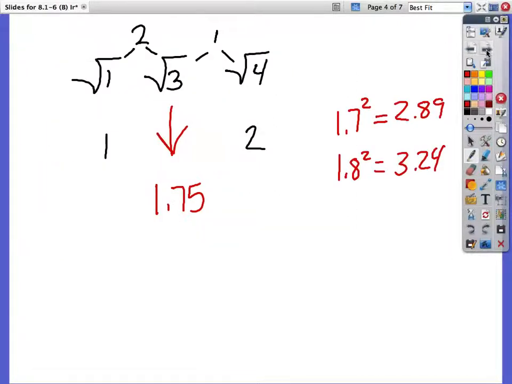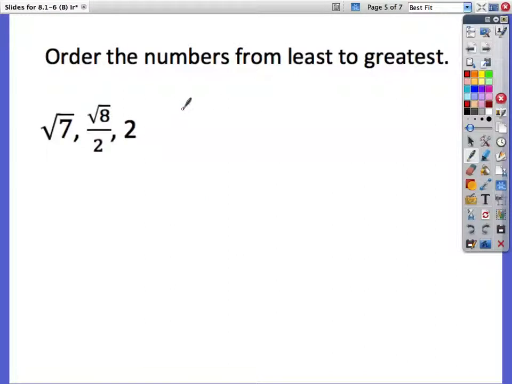The second kind of problem I want to go over with you really fast is just ordering numbers from least to greatest. And it's exactly the same thing. We've got to approximate the square root of 7.